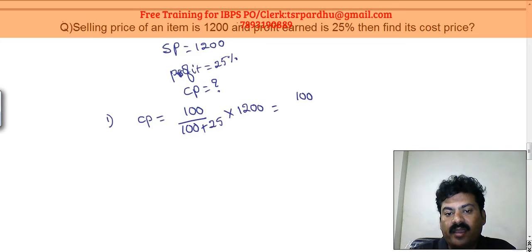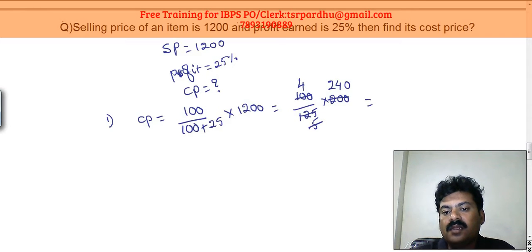Now 100 by 125 into 1200. Now 25 4 times, it is a 5 times. Again we can go for the 5. How many times? 2 times, 4 times, 240. Now 4 into 240, okay, that is 8, it is 960. Okay, the cost price is 960 and we got the gain of 25%. And this is a completely cost price.